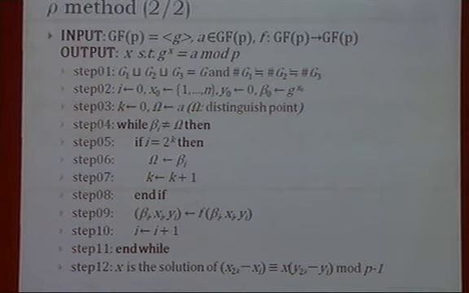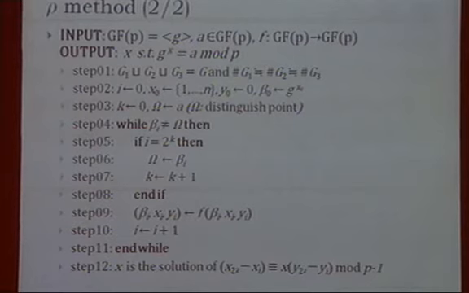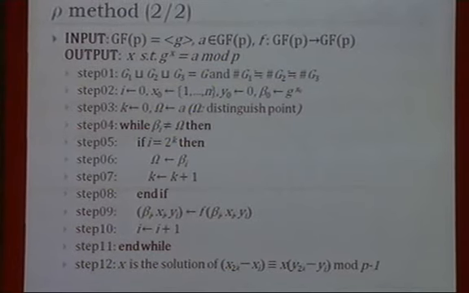In this case, I use just one distinguished point. Some improvements use more distinguished points. Then, while beta i is not equal to the distinguished point, we perform the iterations.